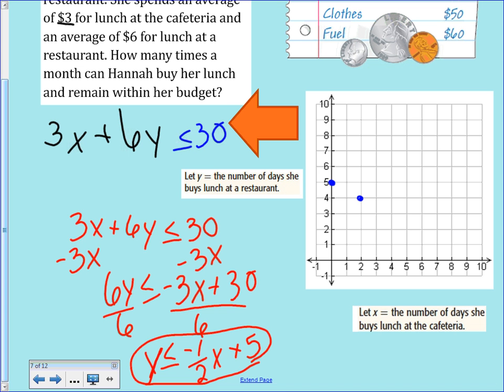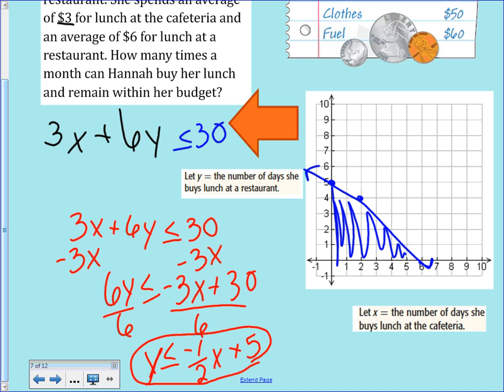Then look at my symbol. I have less than or equal to. There's a solid line underneath. This means that I'm going to have a solid line. Then the alligator's not eating the Y. It's facing away. It's less than. So I'm shading underneath. So that little corner right there represents my solutions.